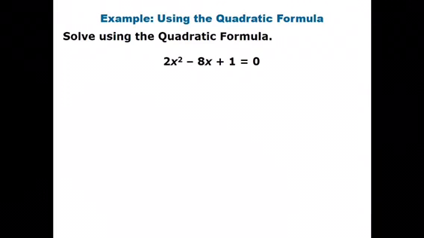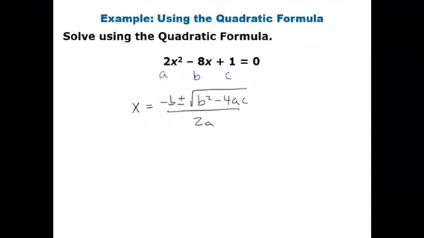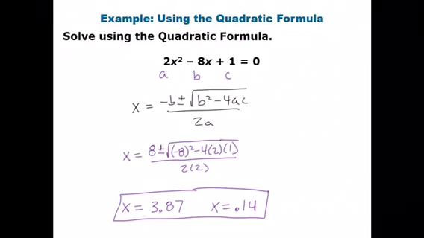All right, sixth example I'm going to let you do on your own, but keep in mind that your a value should be 2, b is negative 8, and c is 1. So plug all of this into your quadratic formula and see if you can get the right answer. So go ahead and pause the video now, and then unpause it when you're ready to see the answer. So if you've done everything correctly here, you should get x equals 3.87 roughly, and x equals 0.14 roughly.